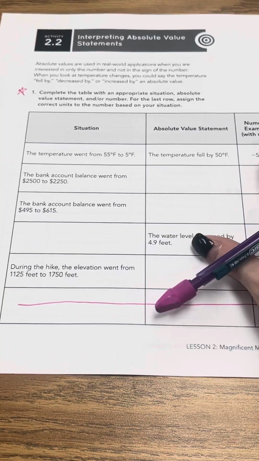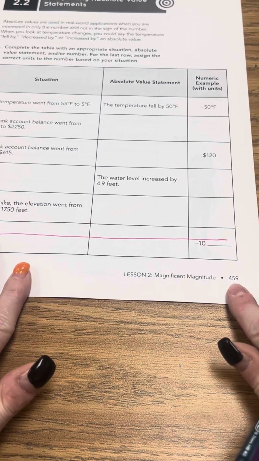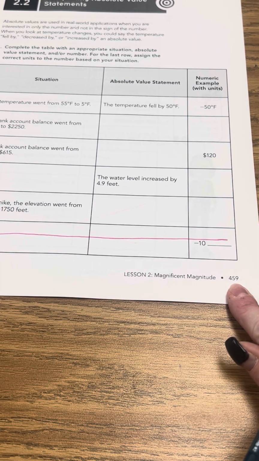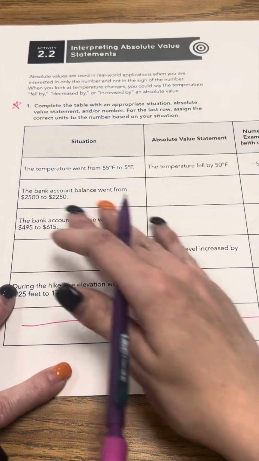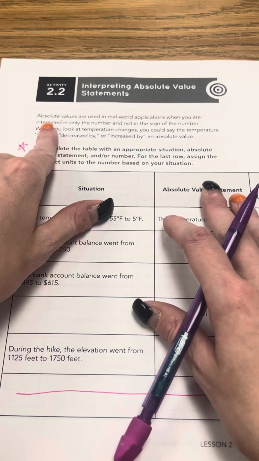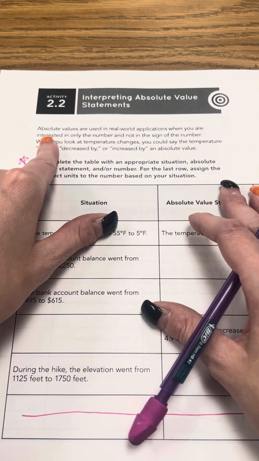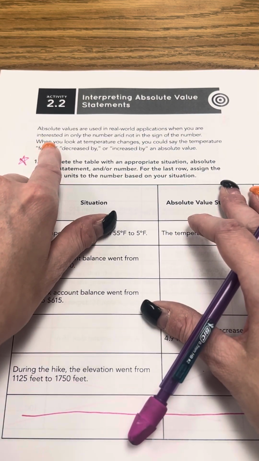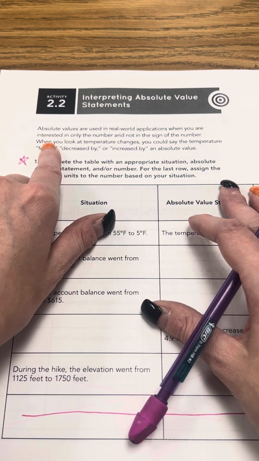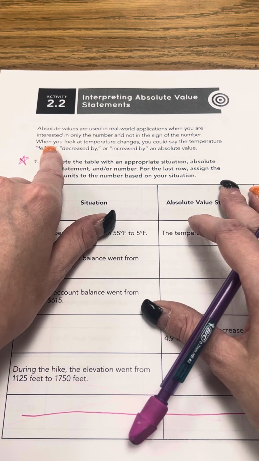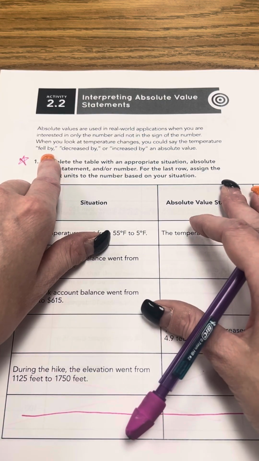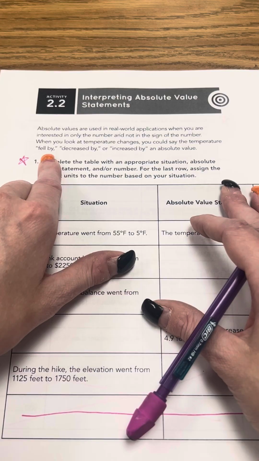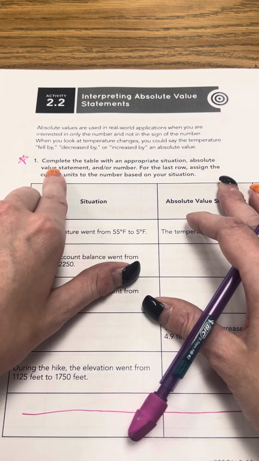Moving on. We're now on page 459. We're going to look at these situations and absolute value statements and fill in this table. Absolute values are used in real-world applications when you are interested in only the number and not in the sign of the number. When you look at temperature changes, you could say the temperature fell by, decreased by, or increased by an absolute value.